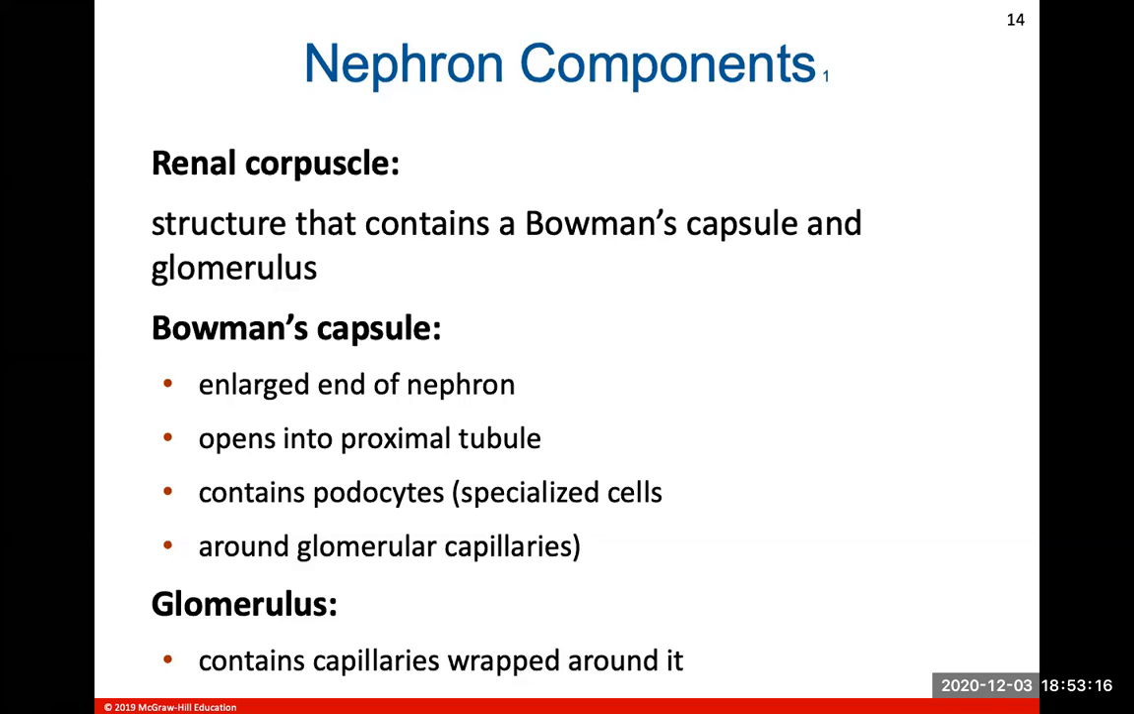The Bowman's capsule is the enlarged end of a nephron. It opens into the proximal tubule, and it contains specific podocytes, which are specialized cells that surround the glomerular capillaries and have slits in between them that allow different filtrate to pass through. The glomerulus itself contains capillaries wrapped around it.